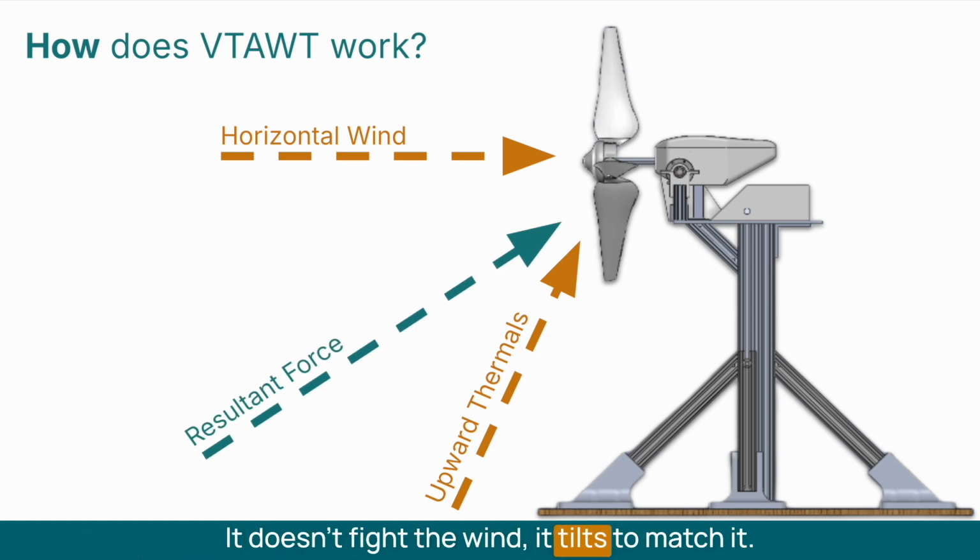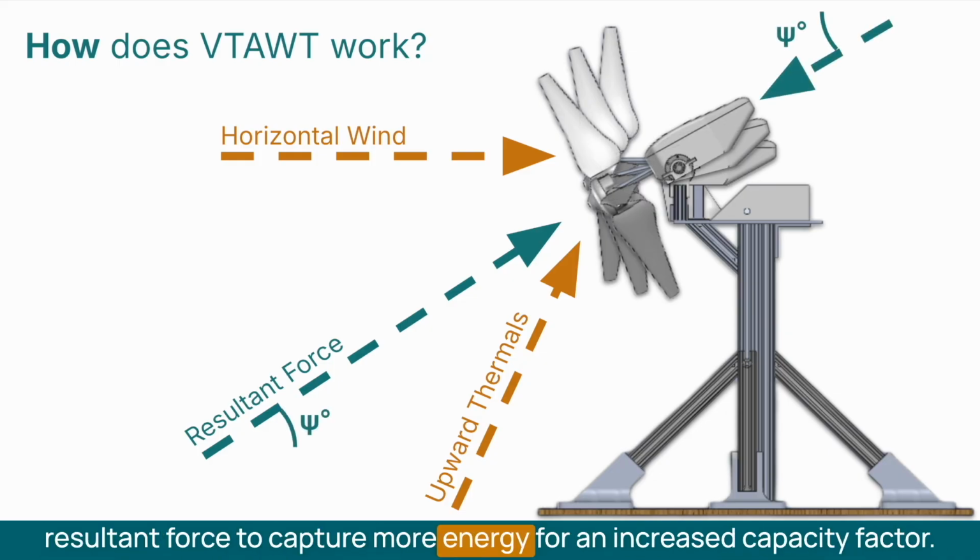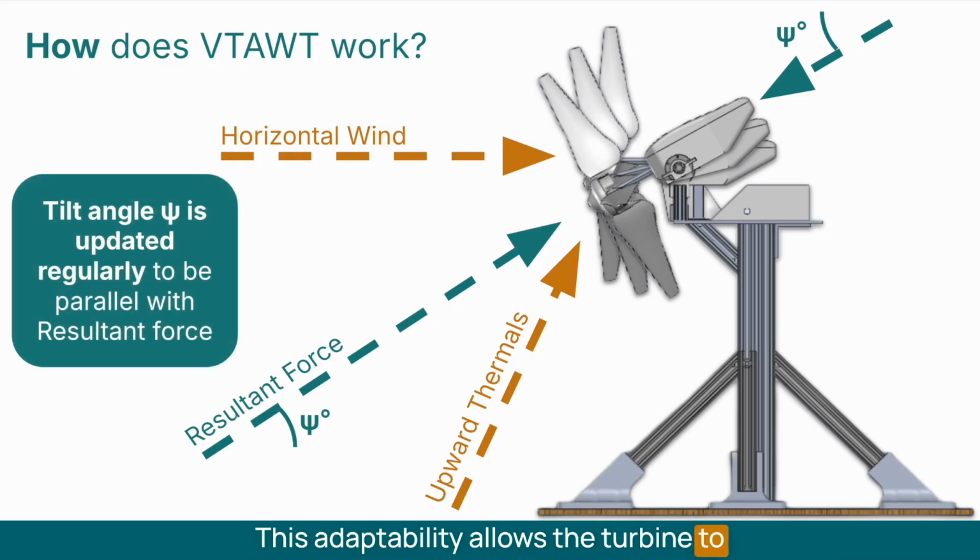It doesn't fight the wind, it tilts to match it. The system actively adjusts its tilt angle, aligning the rotor plane with the resultant force to capture more energy for an increased capacity factor. This adaptability allows the turbine to operate across a wider range of conditions.